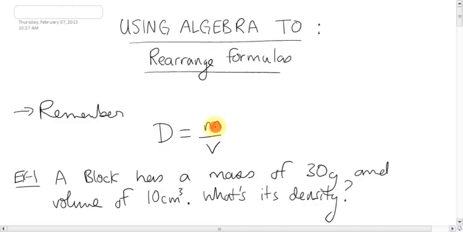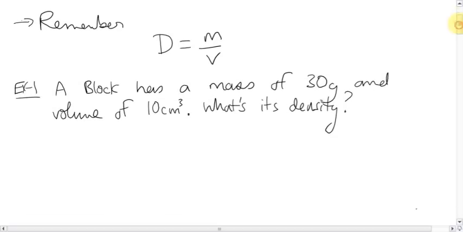Density equals mass divided by volume. And we used to have questions like this. A block has a mass of 30 grams and volume of 10 centimeters cubed. What is its density? Remember, I asked you to always use a formula. There it is. Show the work and give me the answer.